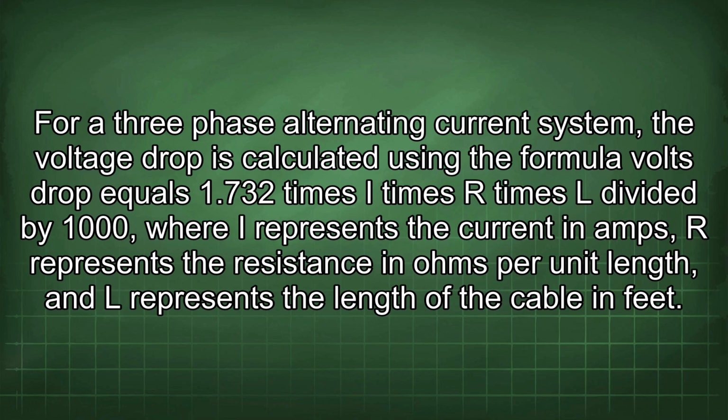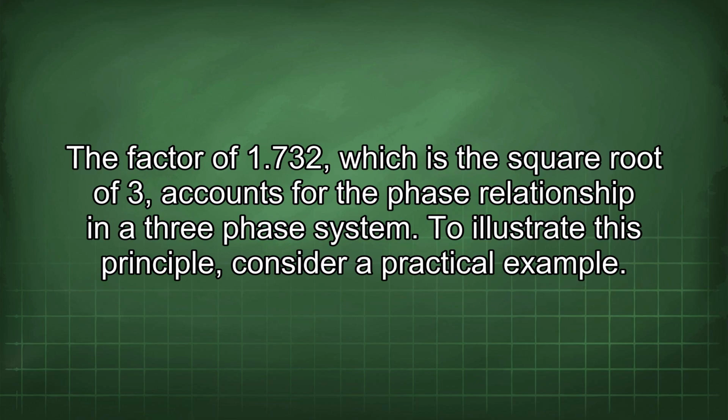For a three-phase alternating current system, the voltage drop is calculated using the formula volts drop equals 1.732 times I times R times L divided by 1000, where I represents the current in amps, R represents the resistance in ohms per unit length, and L represents the length of the cable in feet. The factor of 1.732, which is the square root of 3, accounts for the phase relationship in a three-phase system.